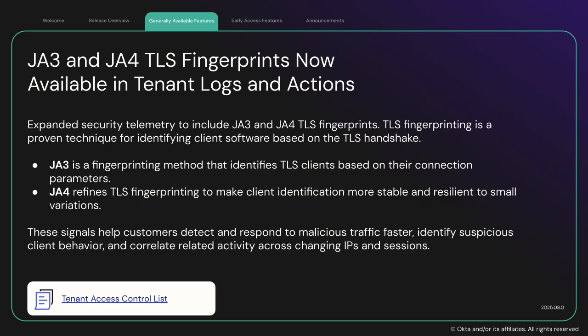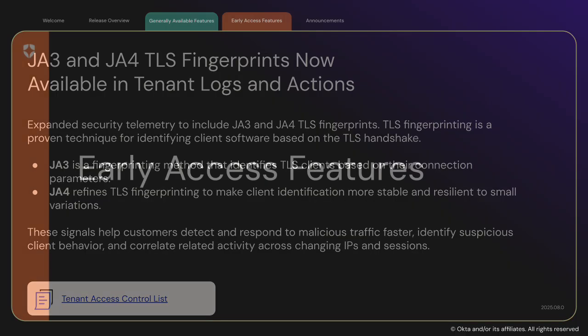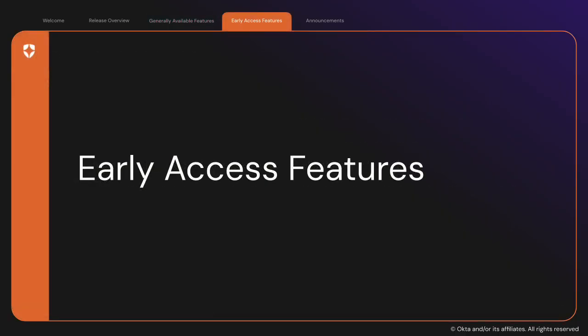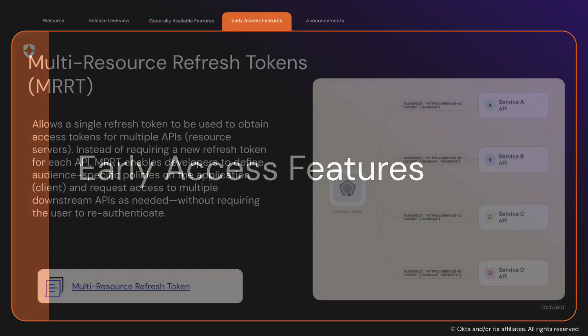This feature expands security telemetry to include JA3 and JA4 TLS fingerprints. TLS fingerprinting is a proven technique for identifying client software based on the TLS handshake. These signals help customers detect and respond to malicious traffic faster, identify suspicious client behavior, and correlate related activity across changing IPs and sessions. Let's wrap up with a look at early access features.